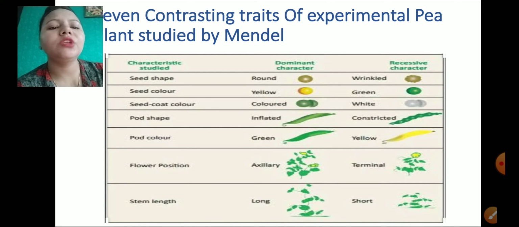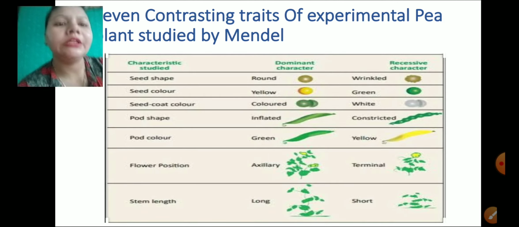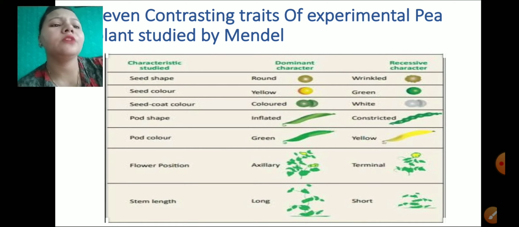Now talking about the stem length, the length of the stem may be long or short. The plant may be tall or dwarf. Similarly, he took six other traits like the stem length and flower position. Talking about the position of the flower, it may be axial or terminal. Axial is a dominant trait and terminal is the recessive trait.